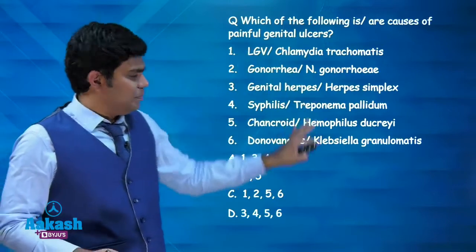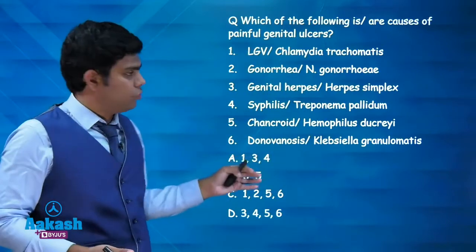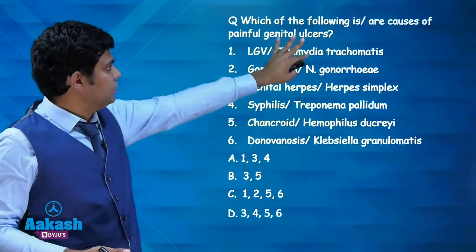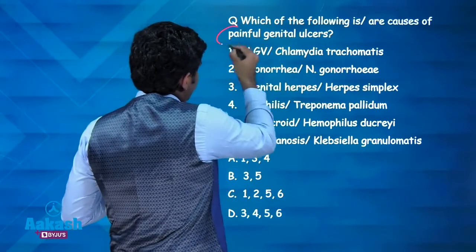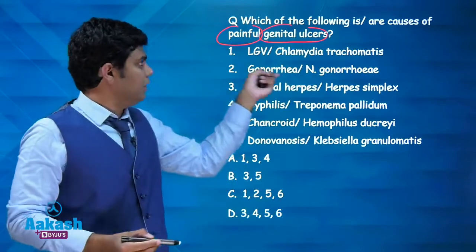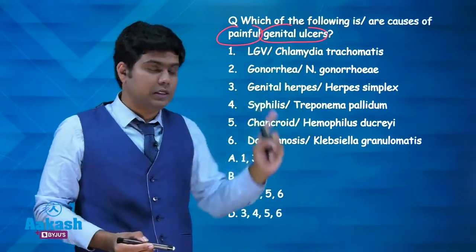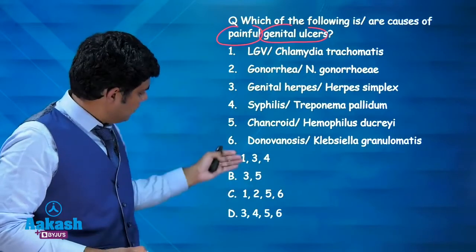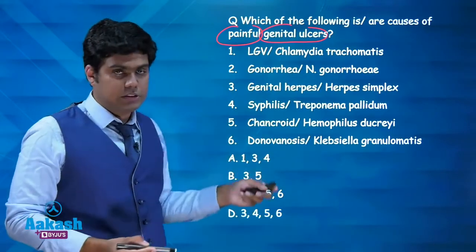Okay, now we have got a big question here, multiple choice. So multiple options, you have to choose. What is the question here? Causes of painful genital ulcer. Two things: painful and genital ulcers, right? So out of the six, you have to find out. So multiple choice questions. So let us see.